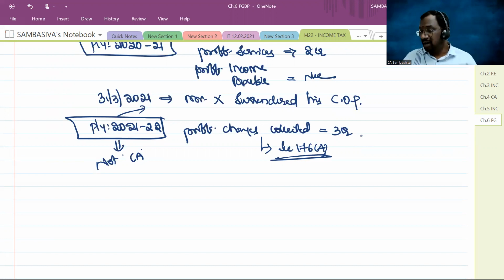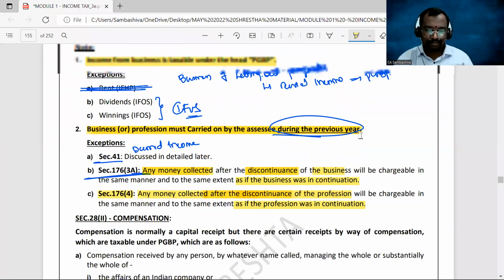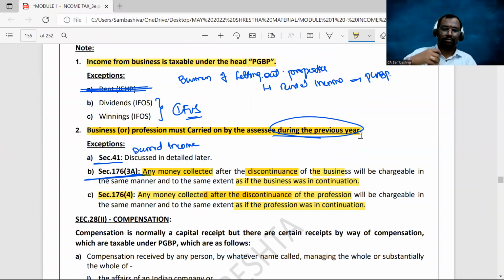So this is Section 28 clause 1. Check it out, sir. Just go through this clause 1 and ask the doubt if any, sir.